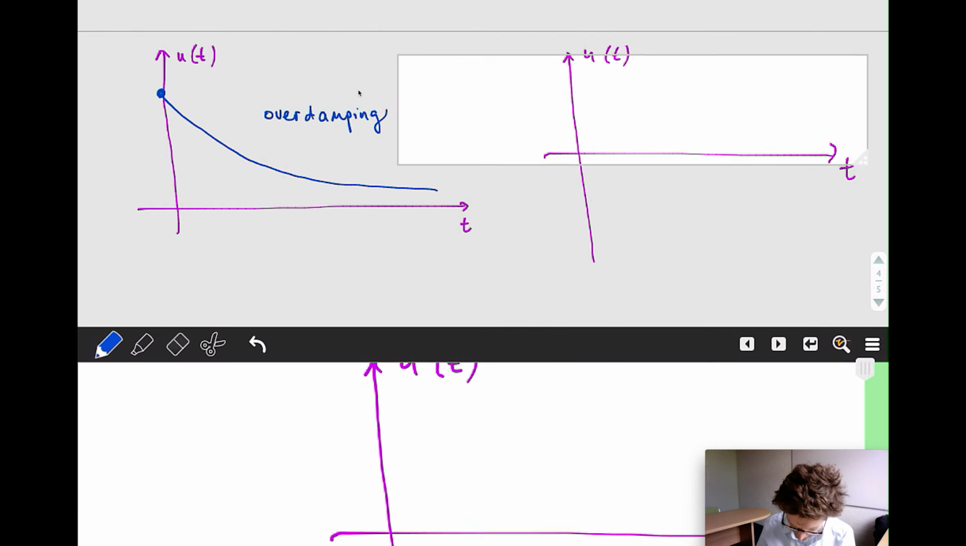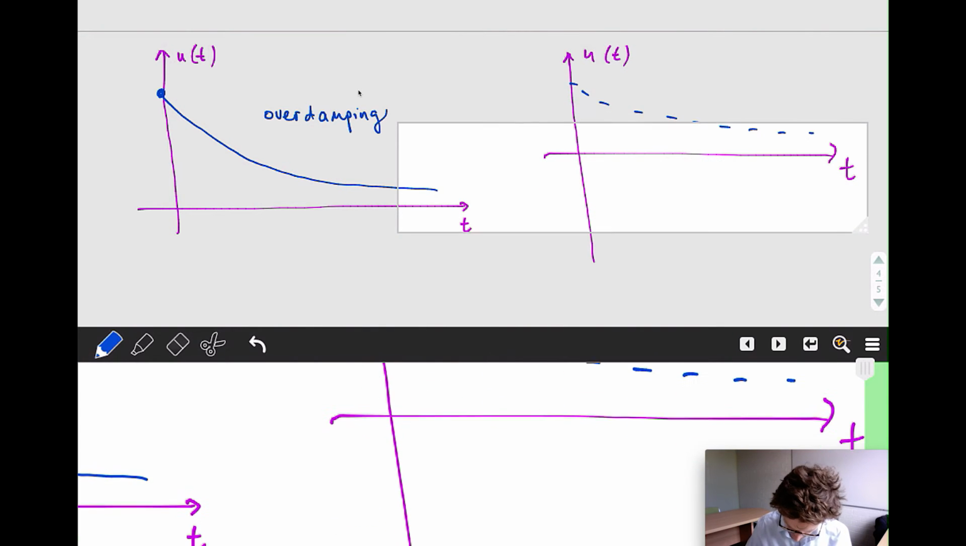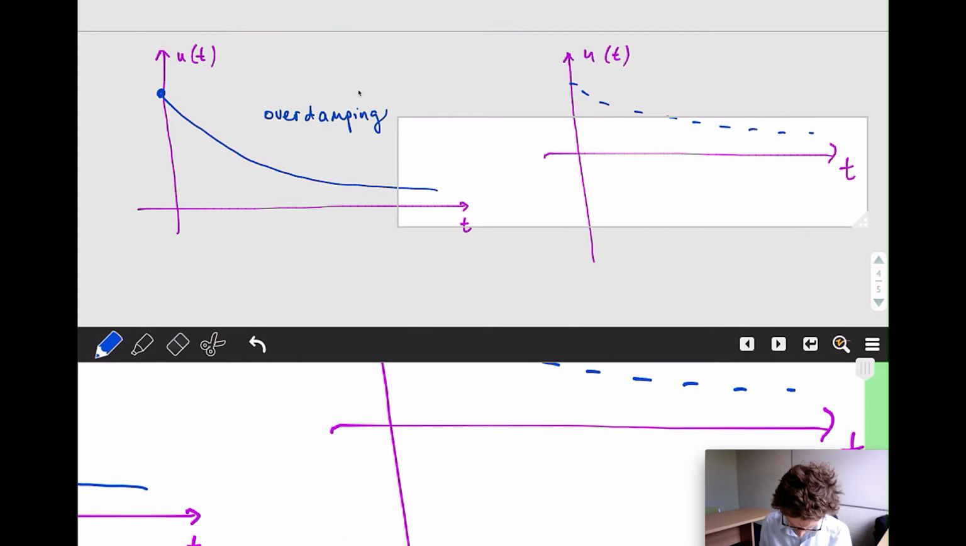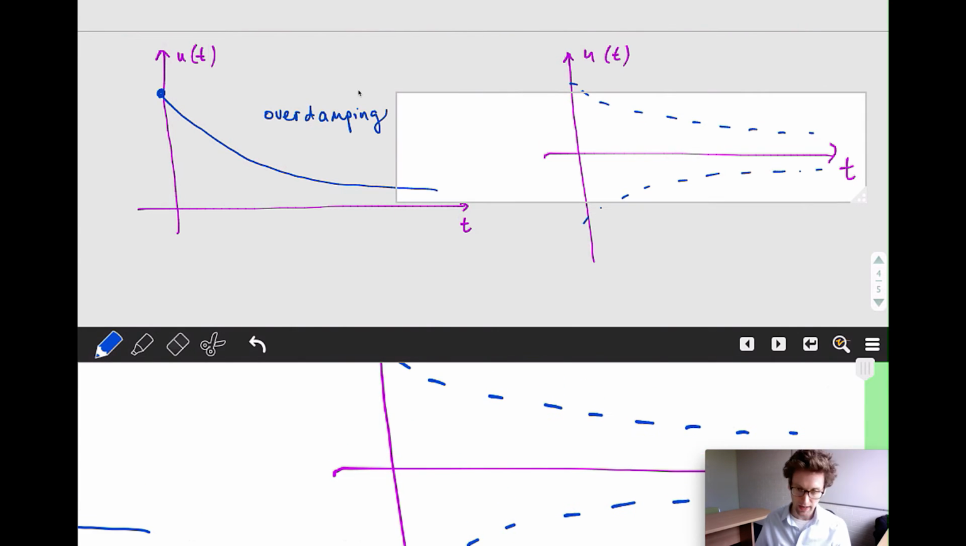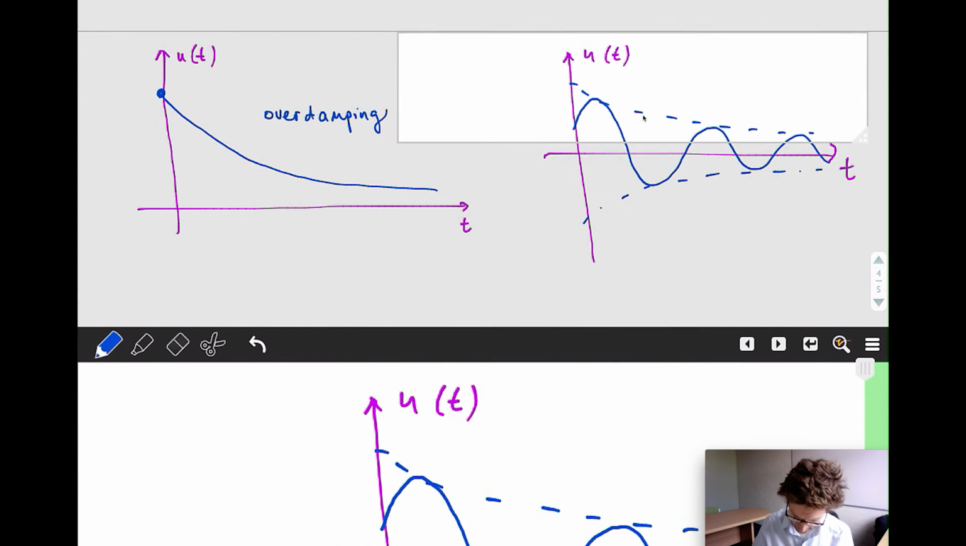So let's put in the amplitude as a sort of envelope, a dashed line, exponentially decaying. There we go, that's better. Likewise, the negative amplitudes are also exponentially decaying. So bouncing back and forth between those extreme values, we have some oscillation that's slowly decaying with time. So that's the case of underdamping.